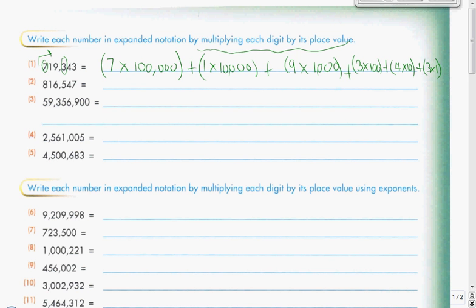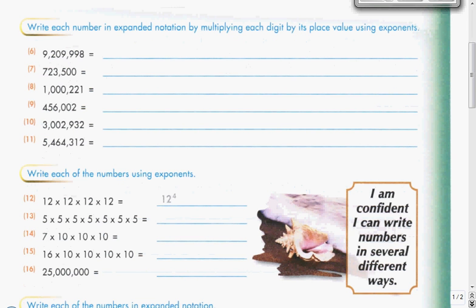Now I'm going to do the next one. Here it says, write each number in expanded notation by multiplying each digit by its place value using exponents. So what's the first number? What's the 9? Well, it's 1s, 10s, hundreds, that's for units. 1s, 10s, hundreds, that's for thousands. And then this is 1 for millions. That's 9 million. Right? 9 million.